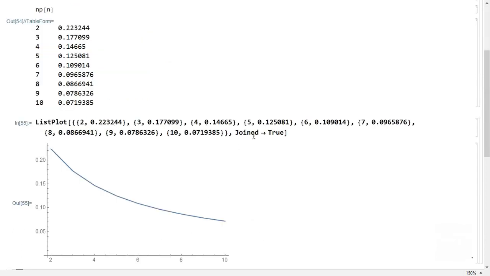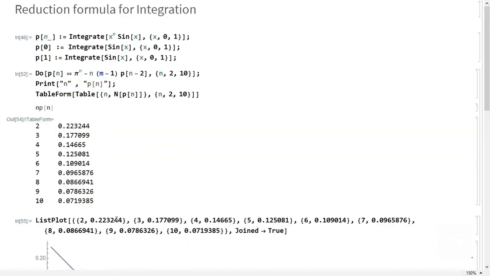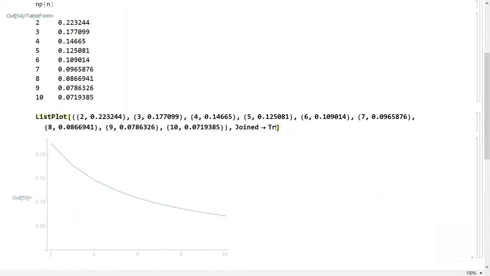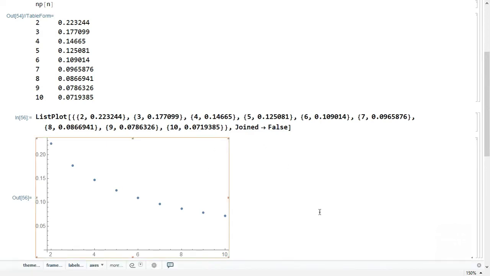If you do it, it says Joined True. By Joined True, it means that it takes these points, the n versus the p_n curve, and Mathematica just joins these points. Let me make this argument False and see what happens. You can see that these points are going like this. So this is a very nice visualization of what actually went on in that integration.